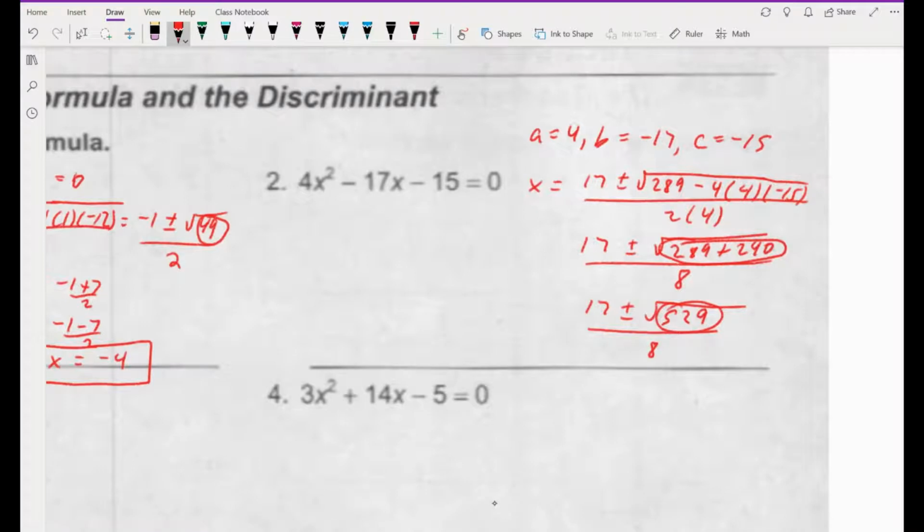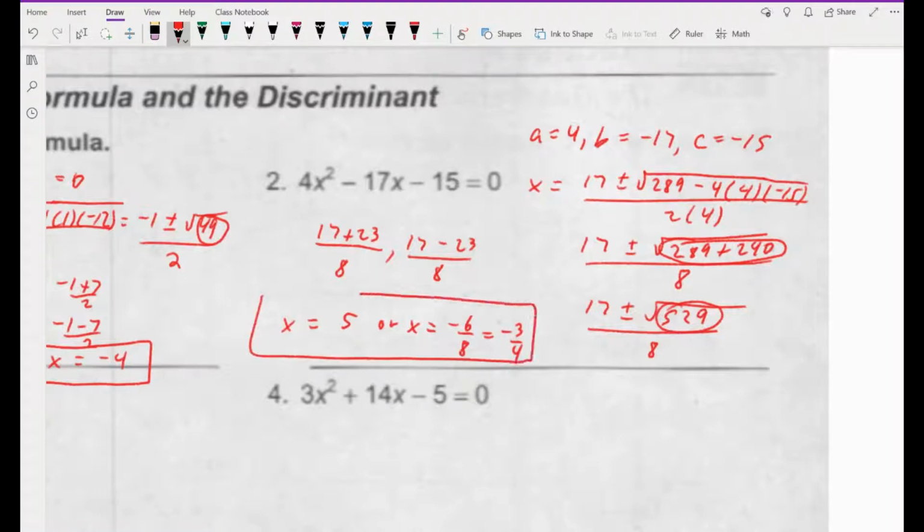So we have two solutions. We have 17 plus 23 divided by 8, and we have 17 minus 23 divided by 8. So x equals, well, 17 plus 23 is 40. 40 divided by 8 is 5. Or 17 minus 23 is a negative 6. Negative 6 over 8 reduces to negative 3 over 4. So we have our two x-intercepts. Let's look at number 3.